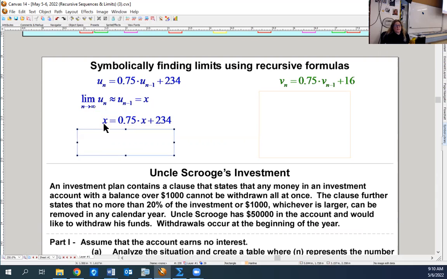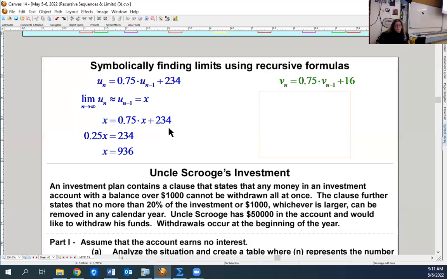Well, how do I do this? X and 0.75x. What number's in front of that x, guys? 1. And I'm going to subtract 0.75x and I'm going to get 0.25x. You guys, any hypotheses about what I'm going to end up with? Hint, we just saw it on the table.